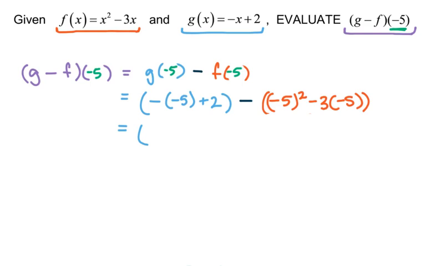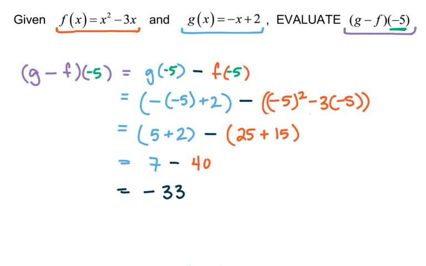So I have negative 5 is positive 5 plus 2 minus, over here I've got positive 25 plus 15, which gives me 7 minus 40, and 7 minus 40 is the same answer we got the first time we did this, negative 33.